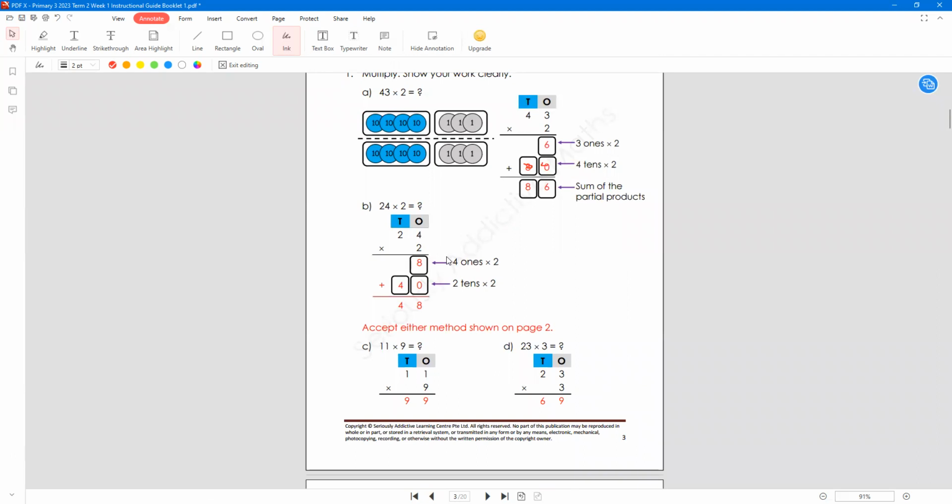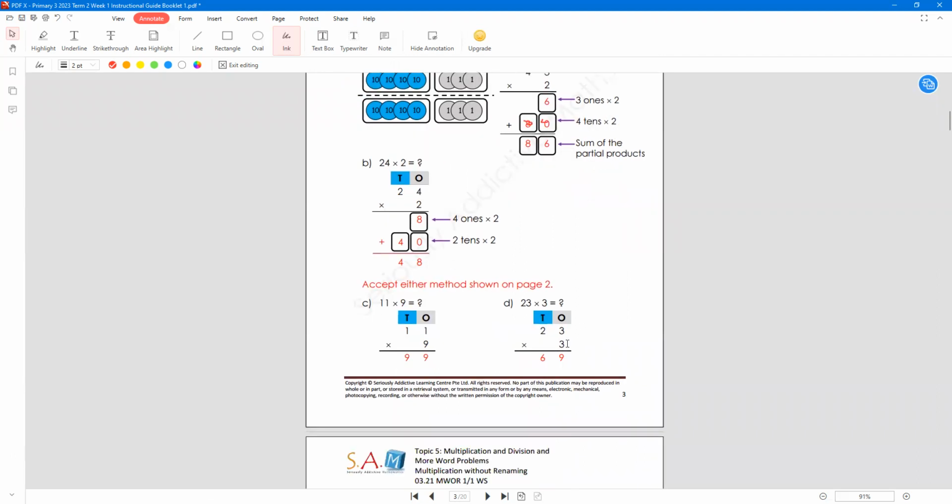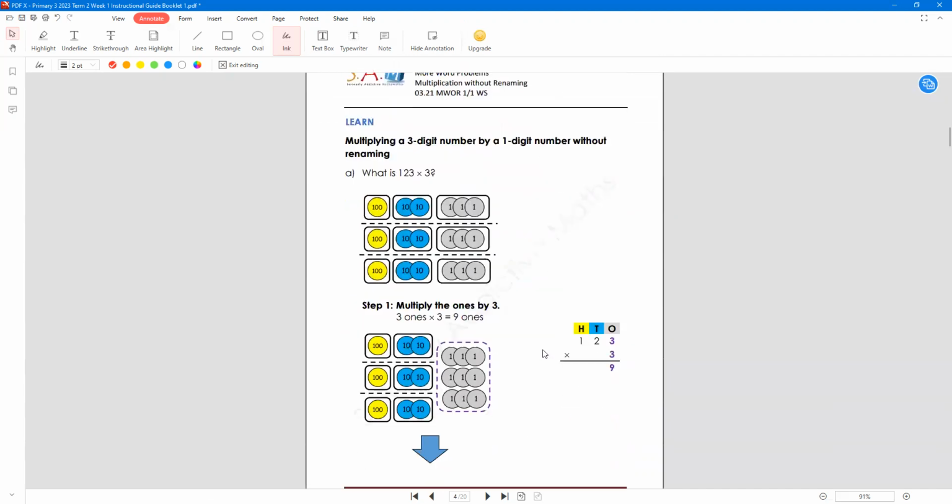Some of them might be able to simply just go, and you can then show them a shortcut. Instead of doing it in two stages and adding together, they can just do 3 times 3 equals 9, and then 3 times 2 tens equals 6 tens. Take note that when you're explaining, do not say 3 times 2 equals 6. Tell them that it is 3 times 2 tens equals 6 tens. So we can do the shortcut way.